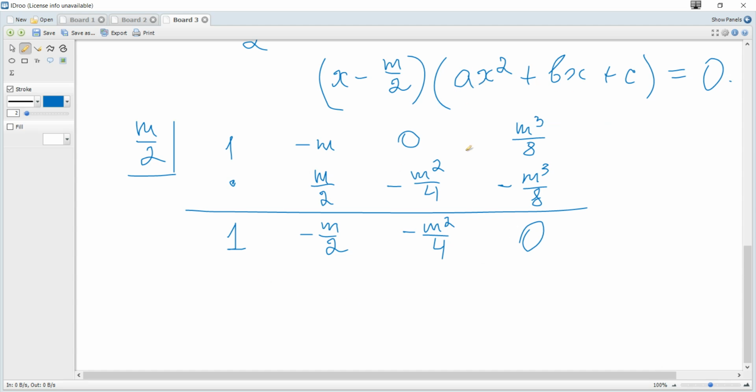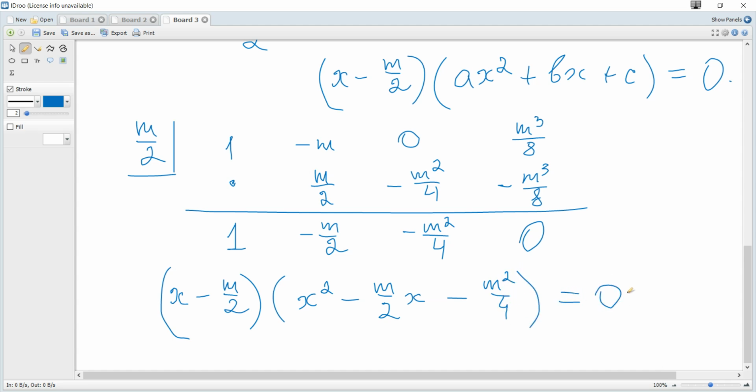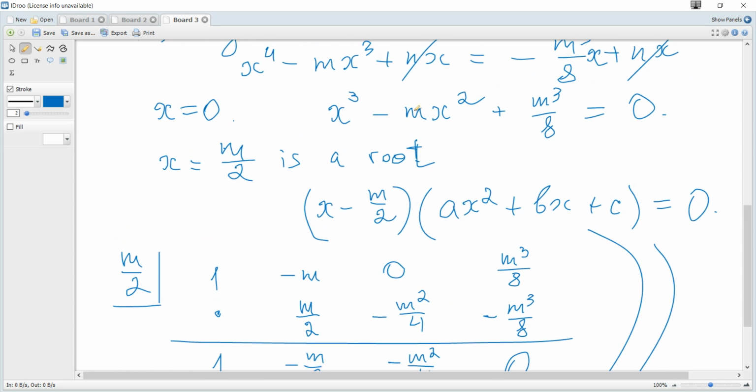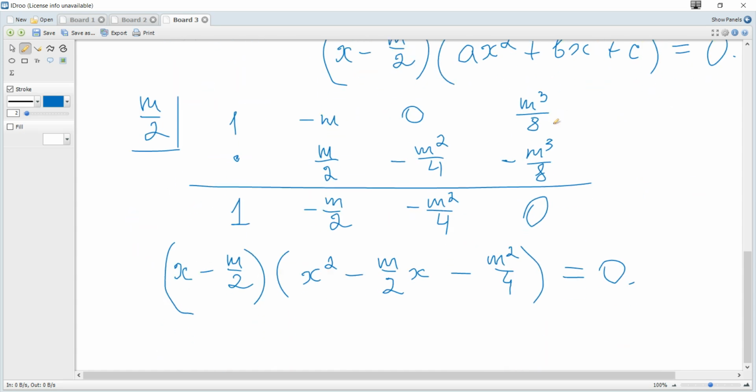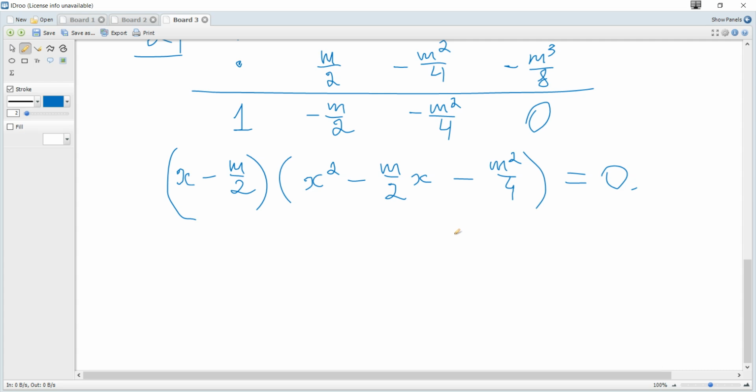So this factorization becomes 1x squared minus m over 2 x minus m squared over 4, and it must be 0. It's actually this factorized. And to find the remaining two roots, point A and point D, we should solve this.